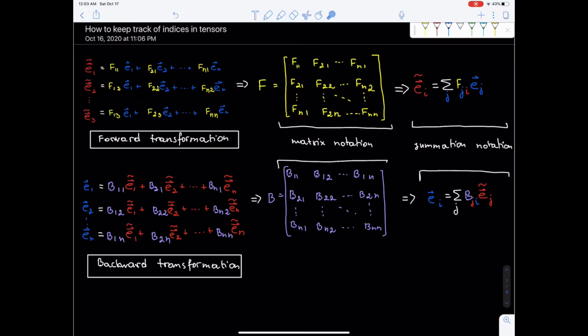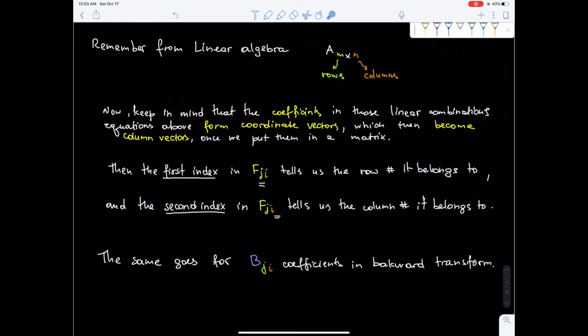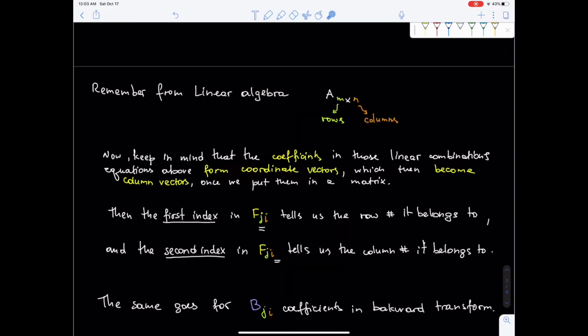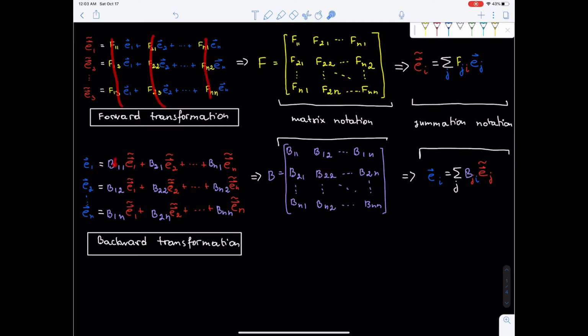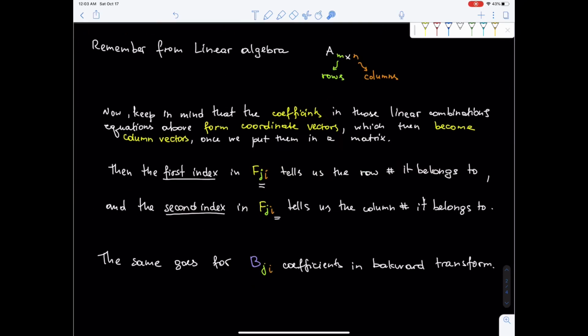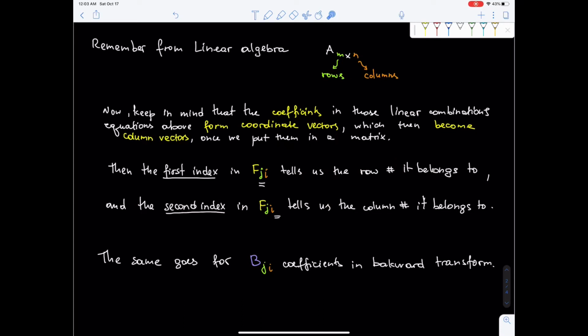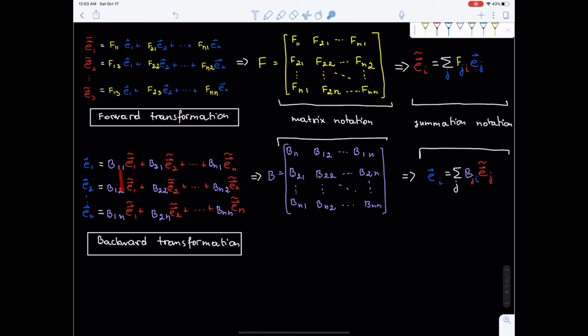So let's look at how these indices were put together. Remember from linear algebra, we have a matrix represented, say, by some letter A, and it has a size of m by n. So m stands for m rows and n stands for n columns. Now keep in mind that the coefficients in those linear combination equations above, like those yellow ones or the purple ones for the backward transformation, form coordinate vectors, and coordinate vectors then become column vectors in a matrix once we put them in a matrix, like so.